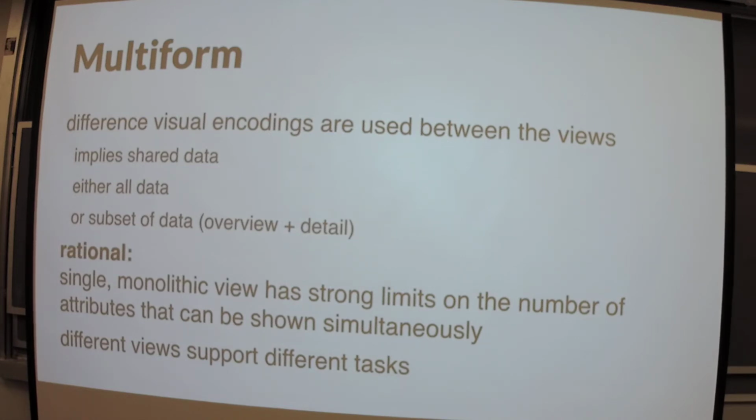The rationale here is that a single monolithic view has strong limits on the number of attributes that can be shown simultaneously. Think about if I just had the map. I wouldn't be able to encode these six different attributes that are shown in extra views directly on the map. But by using multiple views and different types of visualizations, I can show all of the different attributes at the same time. So the different views support different tasks. One view allows me to look at the time, another the type, and the third the geographic region, for all of the same data.